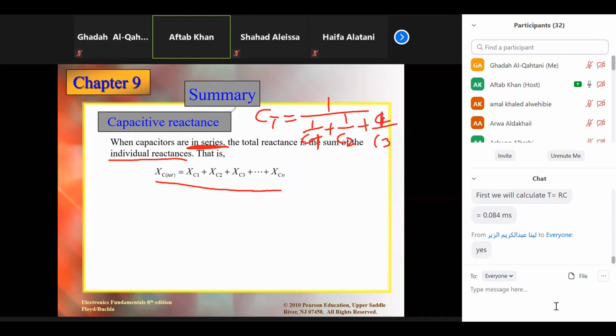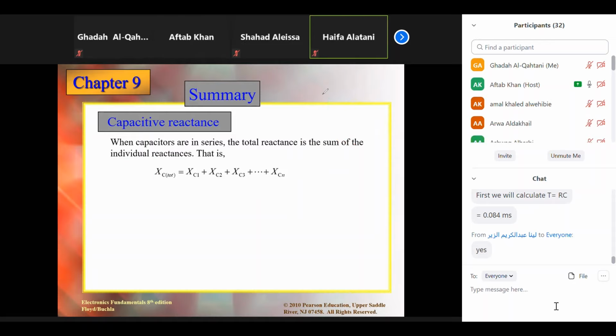This is the total capacitance when the capacitors are connected in series. And this is what? The total reactance when the capacitors are connected in series. Because as I said, capacitive reactance is similar to resistance, and when resistances are connected in series, you know the formula. Is it clear to all of you? Yes, it's clear. All right. So you need to relate the things with the previous.